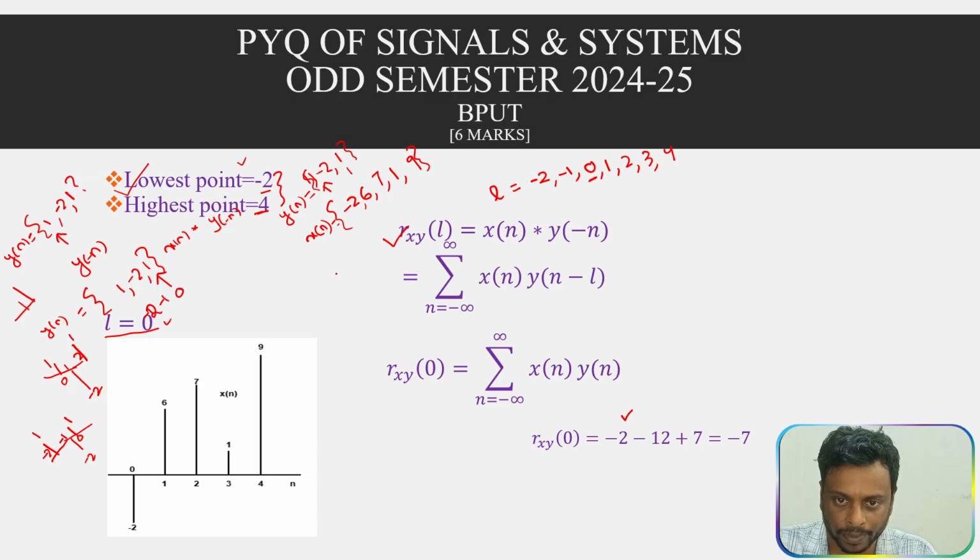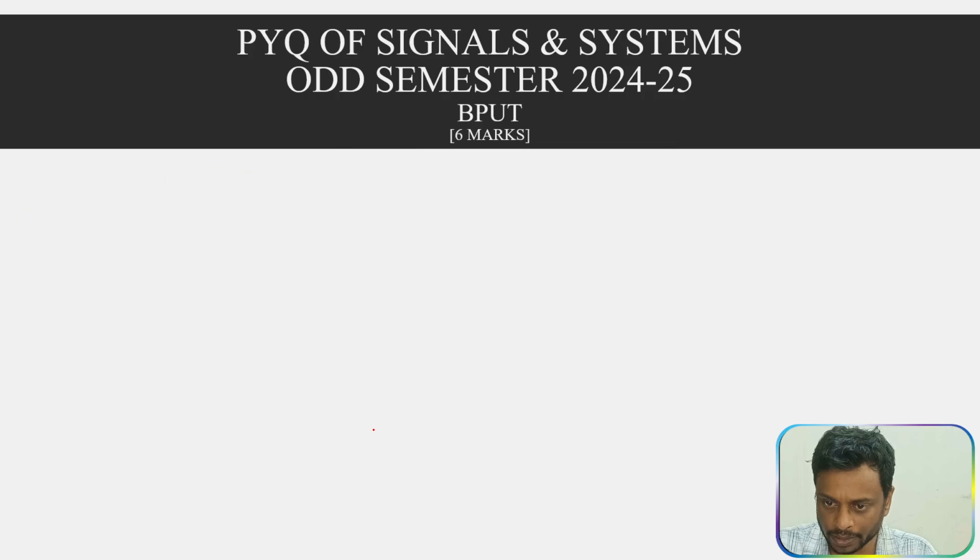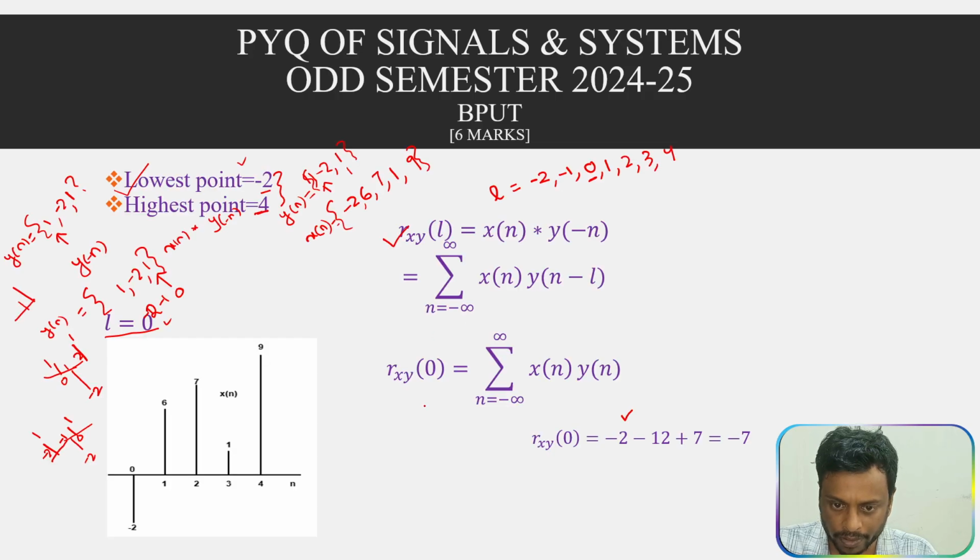So what is y of n? At 0 it is 1, at 1 it is minus 2, and at 2 it is 1. This is our y of n, and you can multiply it with x of n.